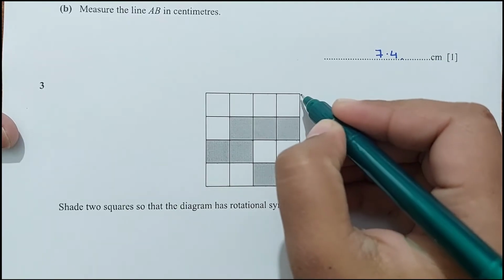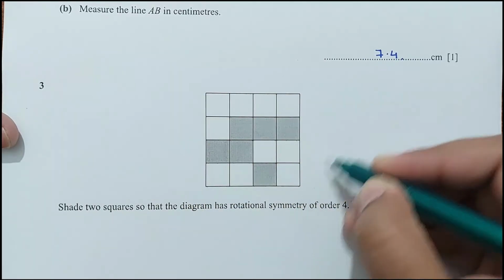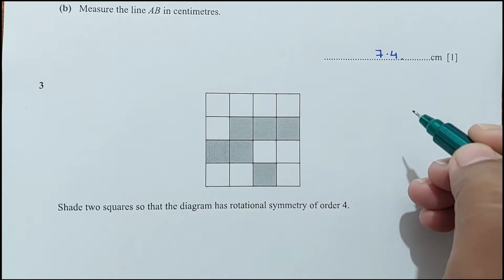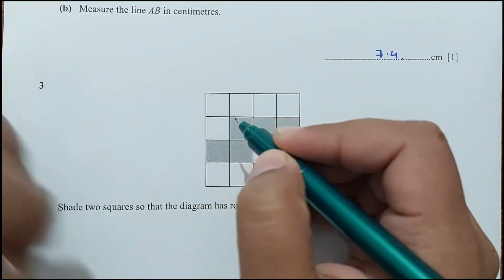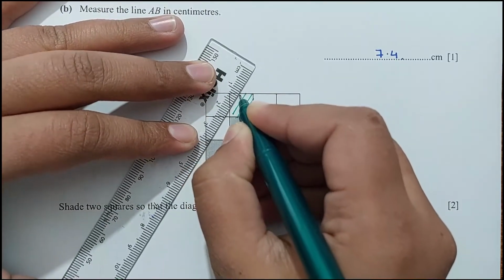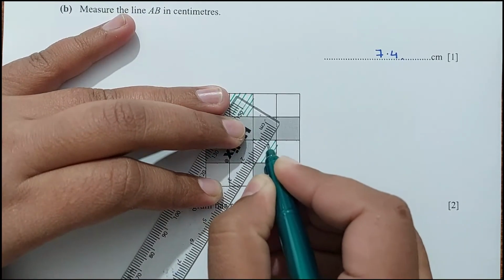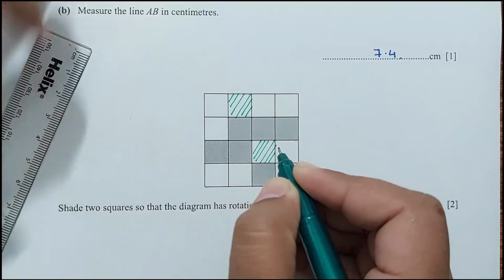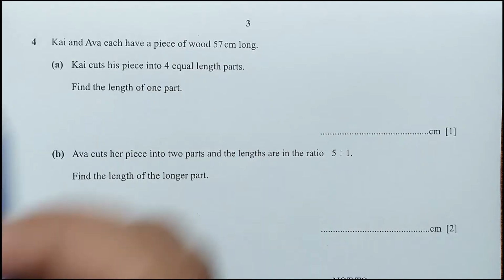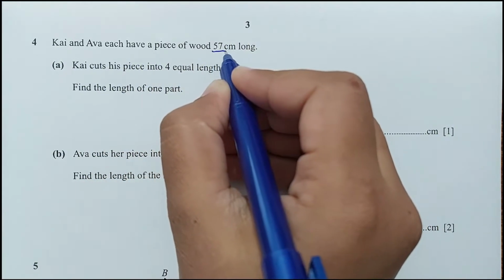Now question number 3, shade two squares so that the diagram has a rotational symmetry of order 4. Okay, so if we consider this as a reference point, to rotate it should be the same 1, 2, 3 and 4. It has the order, right? So we have to shade two more squares, this one and this one. Then it has a rotational symmetry of order 4. If you rotate it, it stays the same.